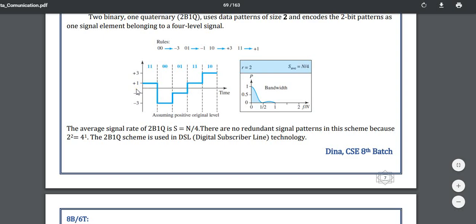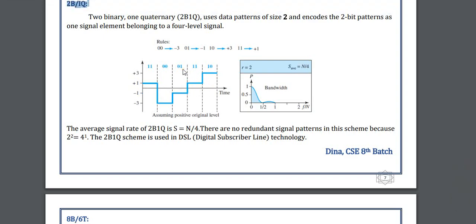In this diagram, 00 is denoted by -3, 01 is for -1, 10 is for +3 and 11 is for +1. So here we have 11, which is denoted by +1, then we have 00, which means the voltage will be -3. The next one is 01, which denotes -1, and 10 is for +3. So the 10 contains the +3 position.